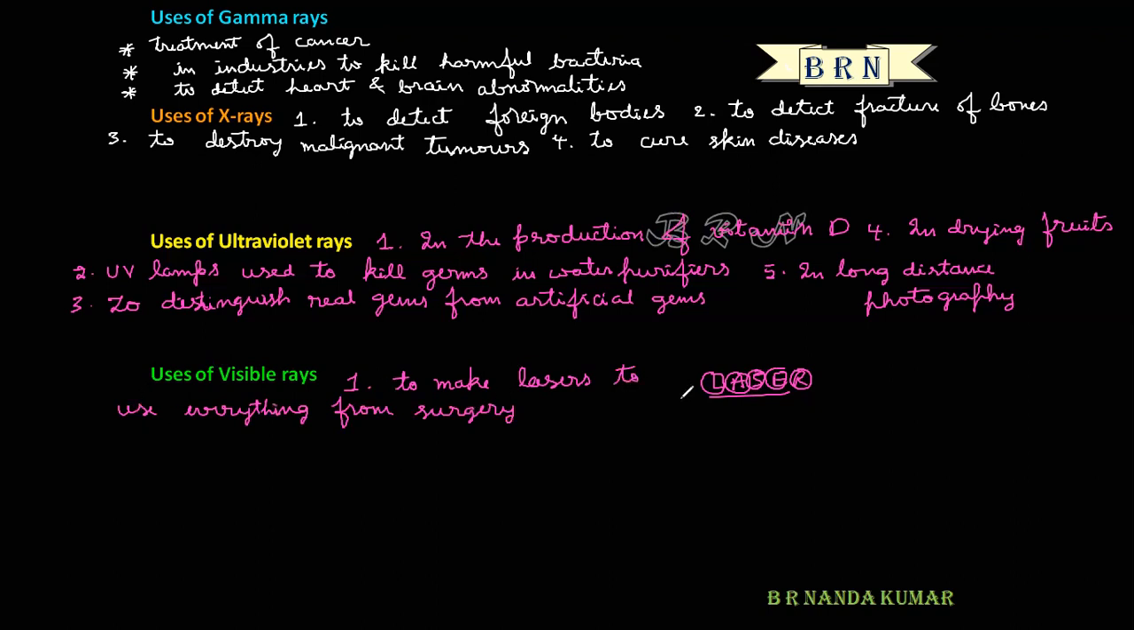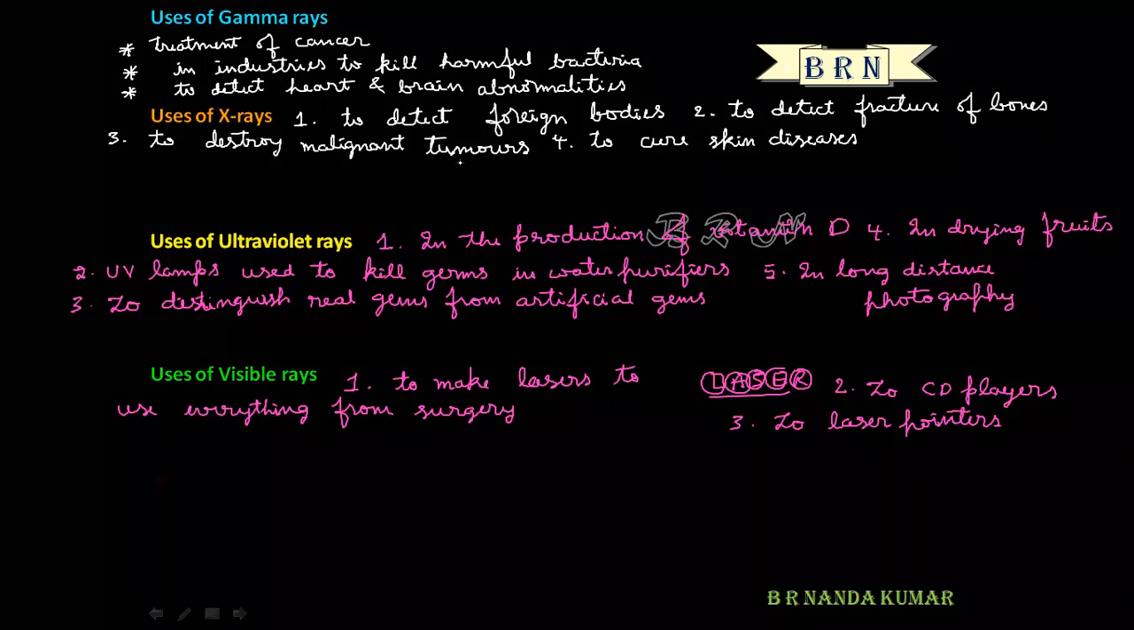Visible rays are used in CD players, laser pointers, and visible light waves also make our TV, computer, and cell phone screens work. So these are some uses of visible rays.